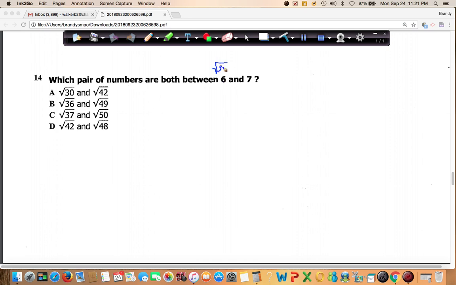36, because the square root of 36 is 6. And 49, right? You could work it backwards. That's always an option. So then which of these numbers are bigger than 36 but smaller than 49?